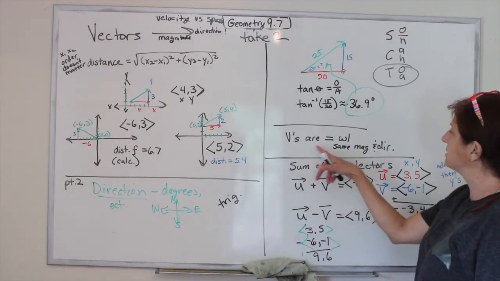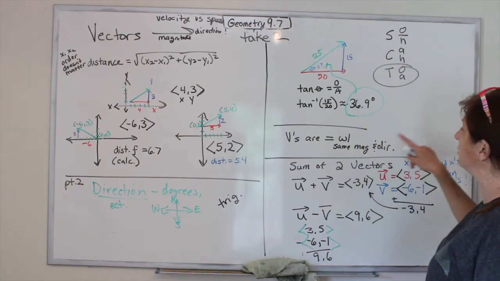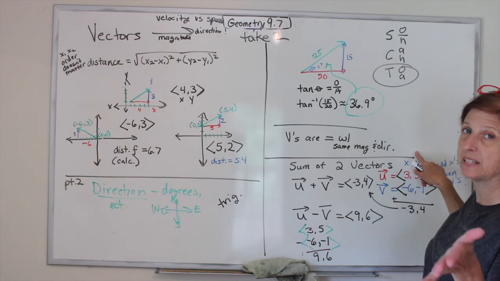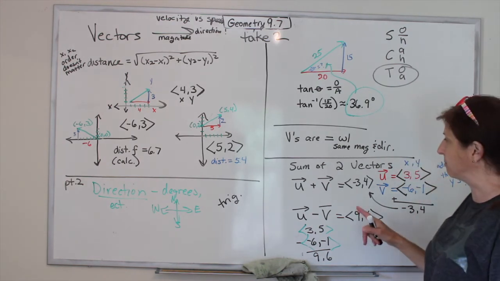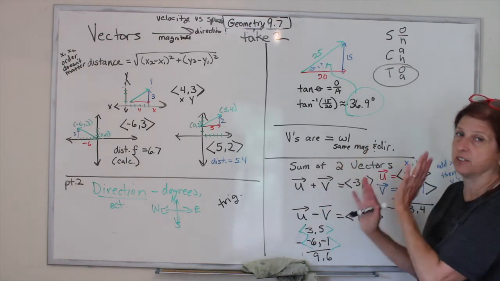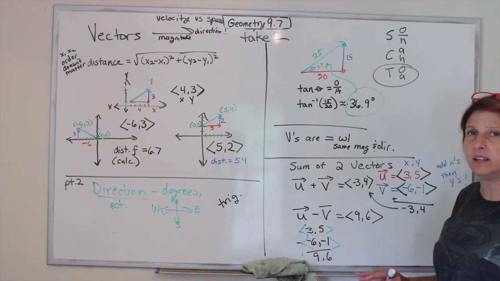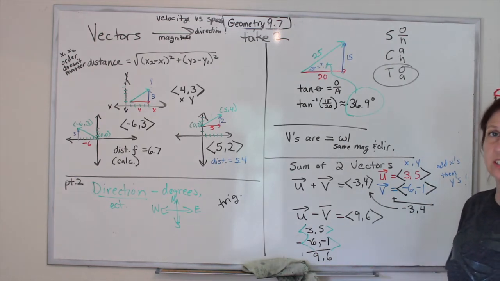All right. So vectors are considered equal if they have the same magnitude and direction. So they can't just be the same length. They also have to have the same direction. How do you add vectors? Well, this is on your test if you're taking the test with this, and it's all about the way it's written. It's just the notation.